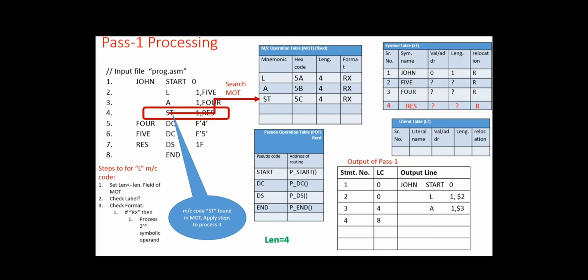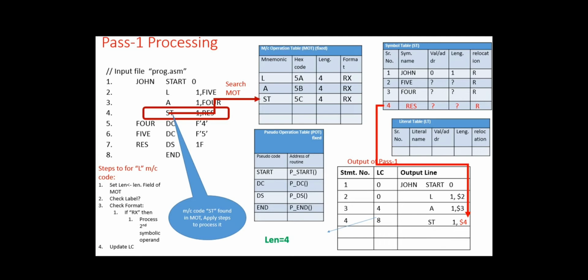Write that ST line to output file at location counter value 8. So statement number 4, we are writing at 8th value of LC: ST1 comma $4. So dollar represents symbol table 4th entry. Okay. After that, time to update location counter. So LC is updated.